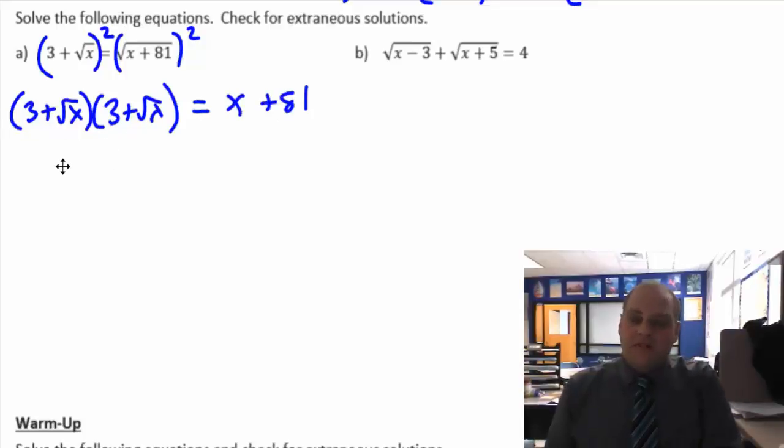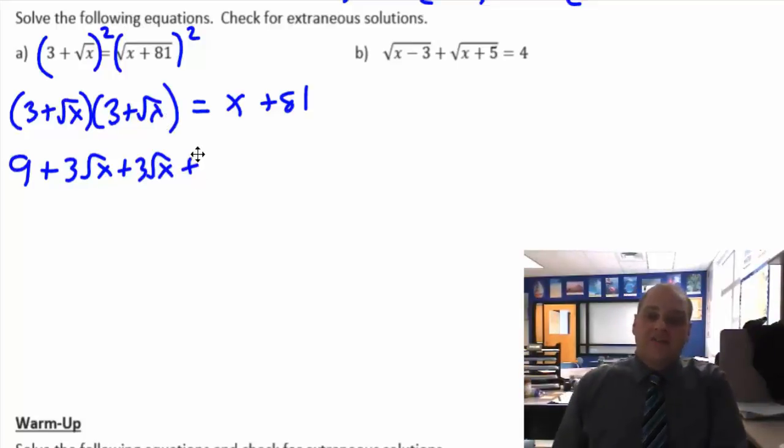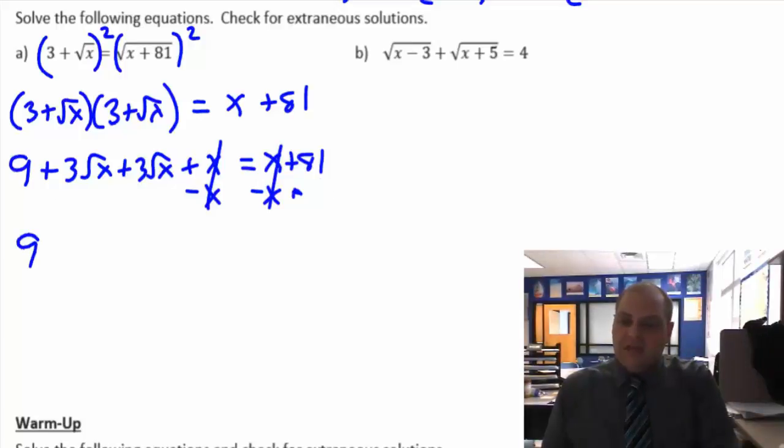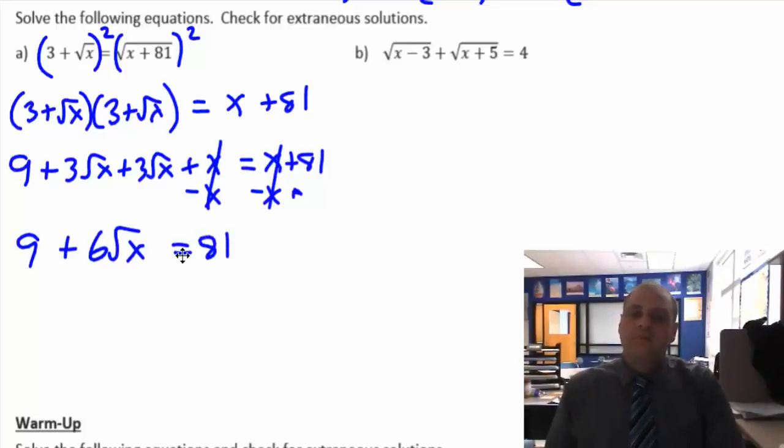So you have to actually multiply this out. 9 plus 3 radical x plus 3 radical x plus radical x times radical x is just x, because it's radical x squared. All right? Now, subtract x from both sides, which is nice because the x goes away. Subtract 80, well, let's leave that alone. All right, so 9 plus 6 radical x equals 81.